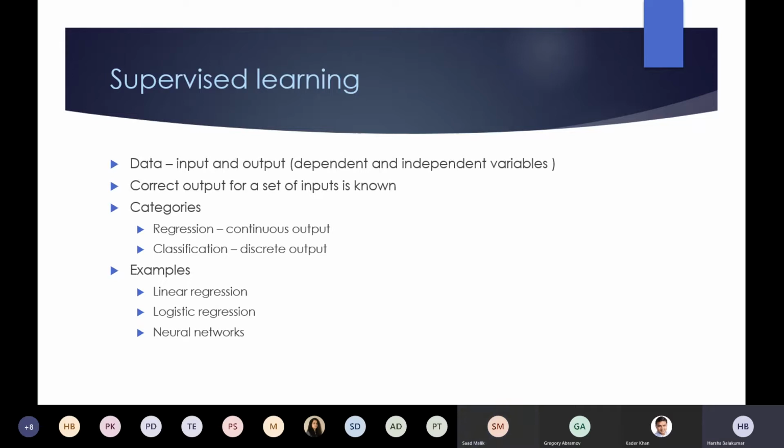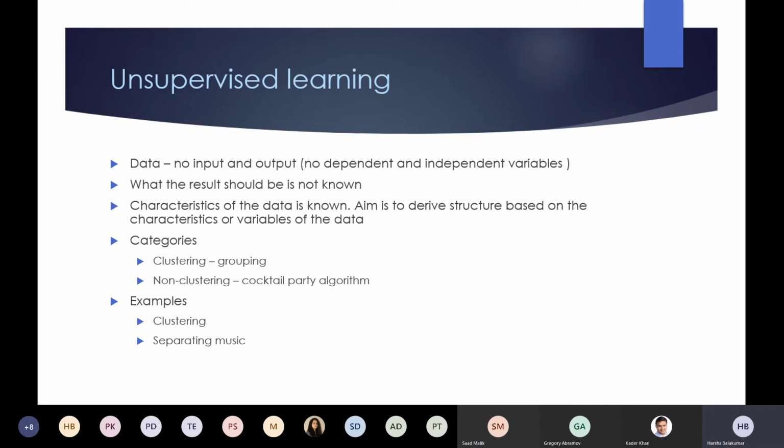Okay, now we have seen supervised learning. We'll go to what is unsupervised learning. Here we have data, but there's no division as this is input and this is output. You have characteristics of data. There's no dependent or independent variables. We don't know what we are trying to achieve. If you just look at the data, what we try to do is arrive at a structure based on the characteristics or variables in the data.